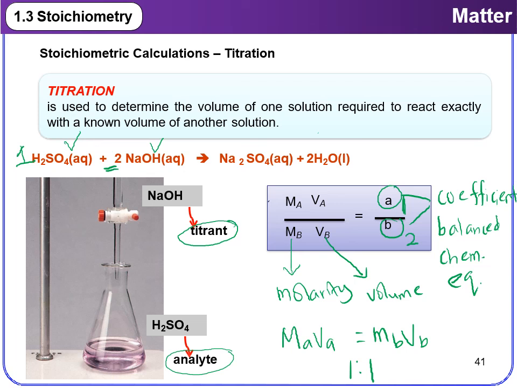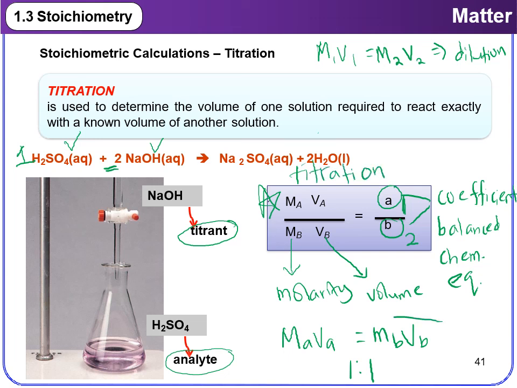So basically, the formula M1V1 equals M2V2 is normally used to do the calculation for dilution, while MAVA over MBVB equals A over B is for titration. If the ratio is 1 to 1, then the formula can become MAVA equals MBVB.